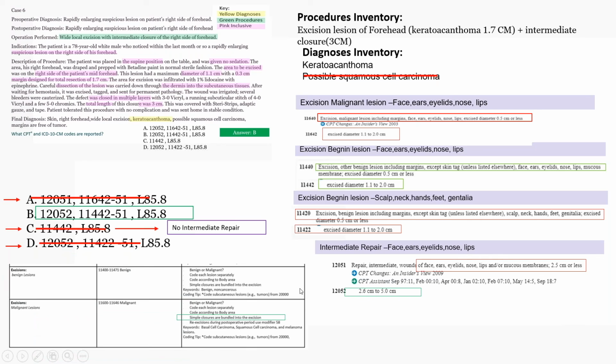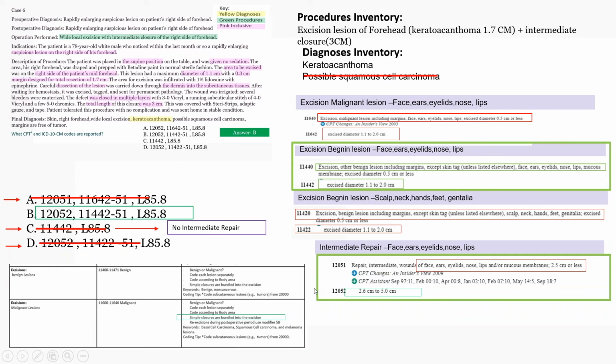And the correct answer is option B: 12052, which is coding for an intermediate repair of the face, ears, eyelids, nose, lips of 2.6 centimeter to 5 centimeter, and 11442, which is coding for excision of benign lesions in the face, ears, eyelids, nose, lips with an excision diameter of 1.1 to 2 centimeter.